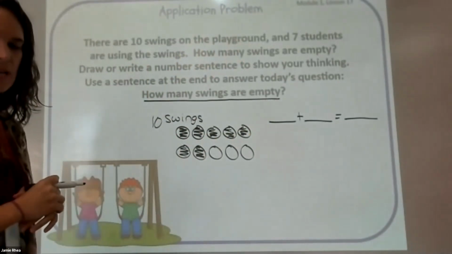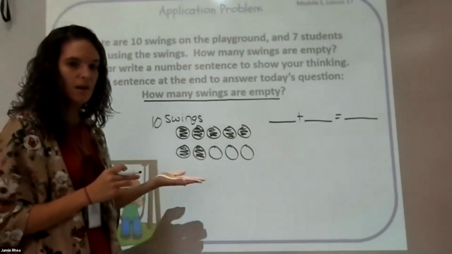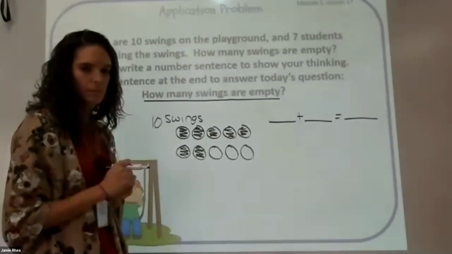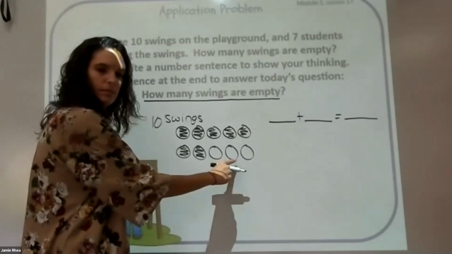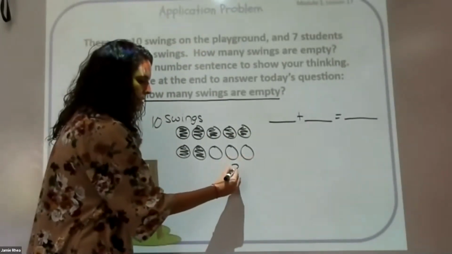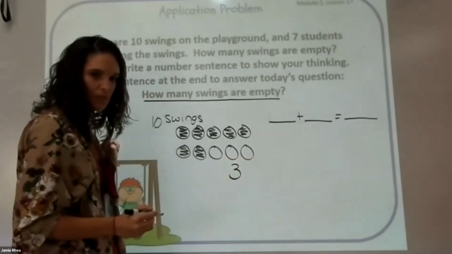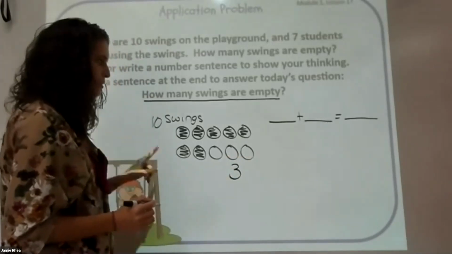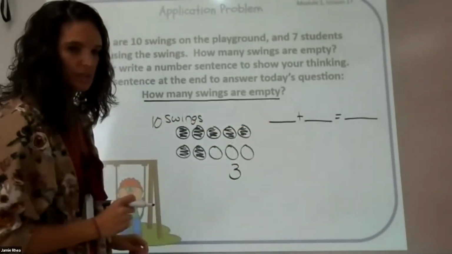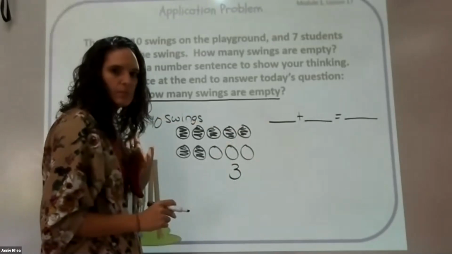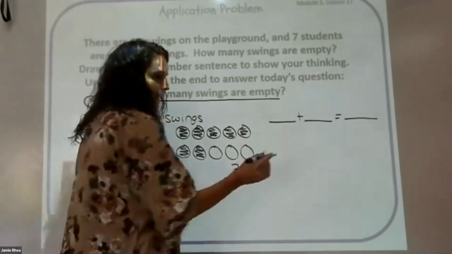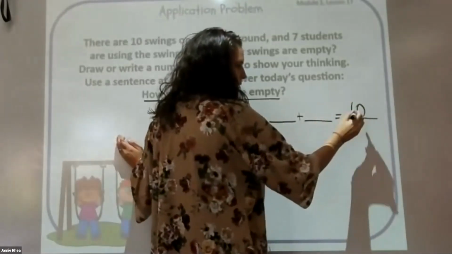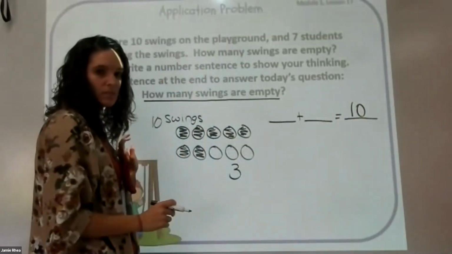How many swings are empty? So how many swings did I not have anybody in? Let's count. 1, 2, 3. How many did not have anybody in the swing? So now we need to go in and fill our number sentence out. How many swings did I have all together or total? I had 10.